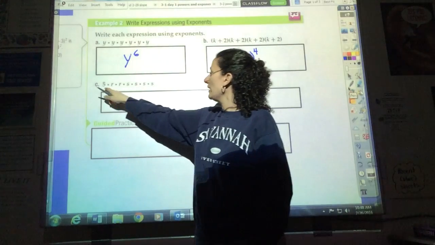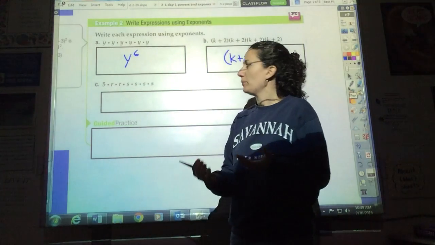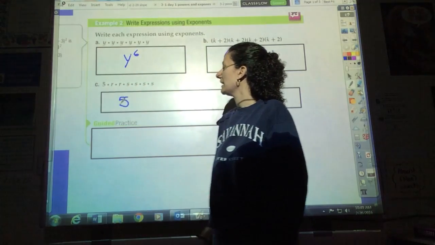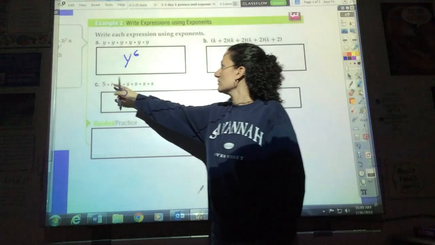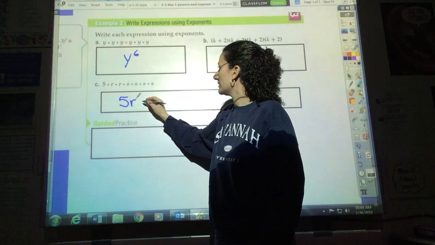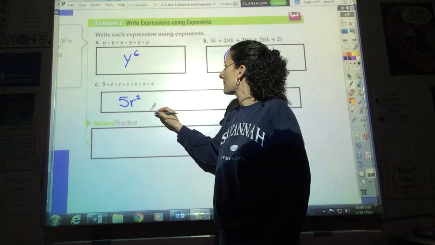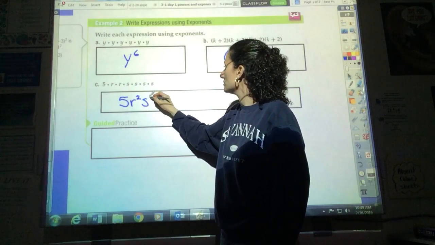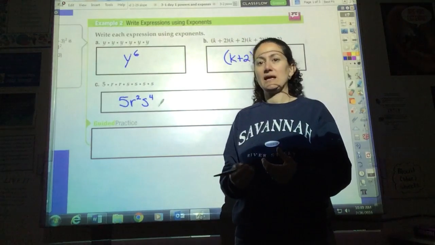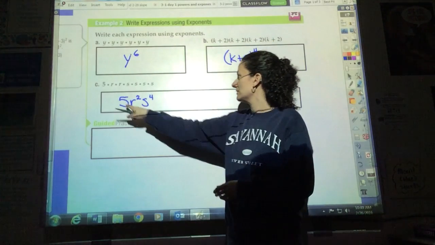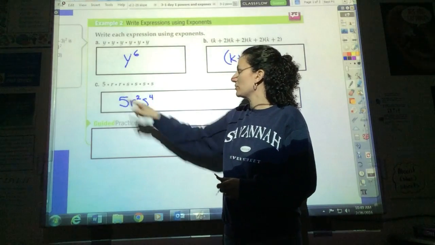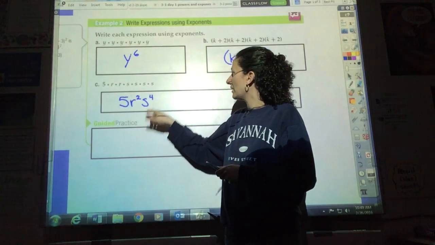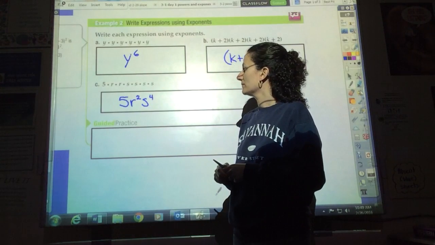In this one, we have multiple different parts of the base. We've got a 5, and there's only one 5, so we're not going to put any exponent there. We've got two r's, r being multiplied by itself 2 times, and then we've got 1, 2, 3, 4 s's. We're going to put all those together with their separate exponents. 5 is being raised to the power of 1, so we don't need to put an exponent if it's just raised to the power of 1. R is raised to the power of 2, s to the power of 4.